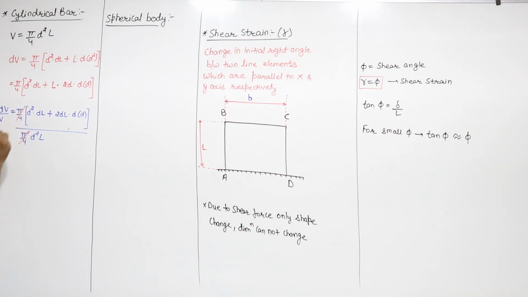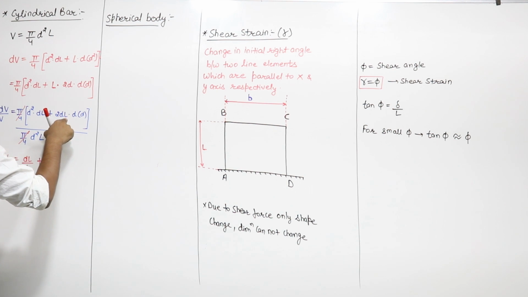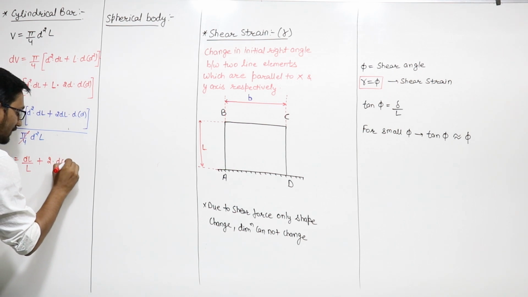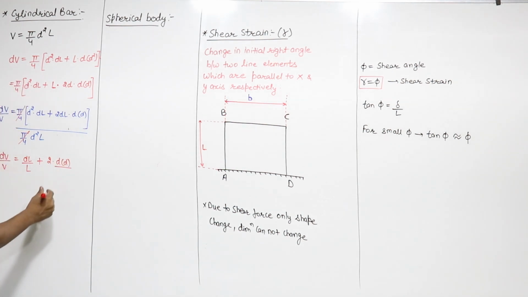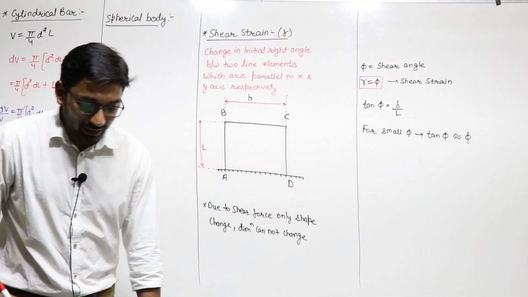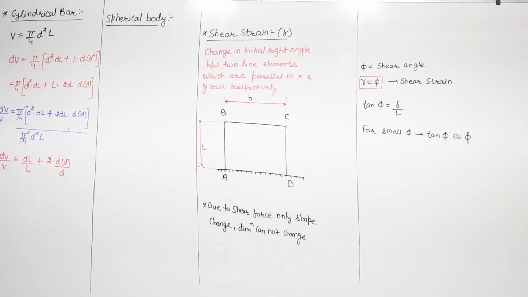Pi by 4 and pi by 4 will cancel out. If you divide these two terms by d square L, the change in volume upon original volume is equal to, d square cancels out, dl upon L, plus in the second term d and L cancel out, so this will be 2 into differentiation of diameter upon diameter, right? We will study this later on, that this is your volumetric strain.